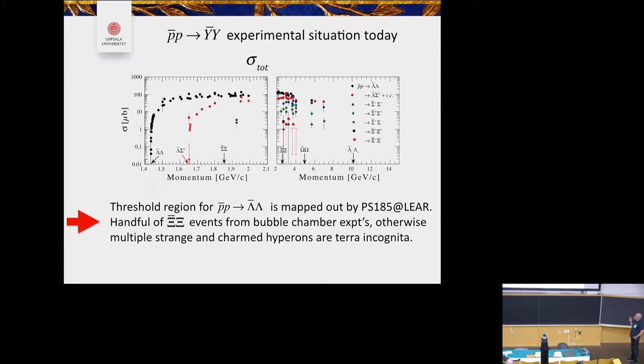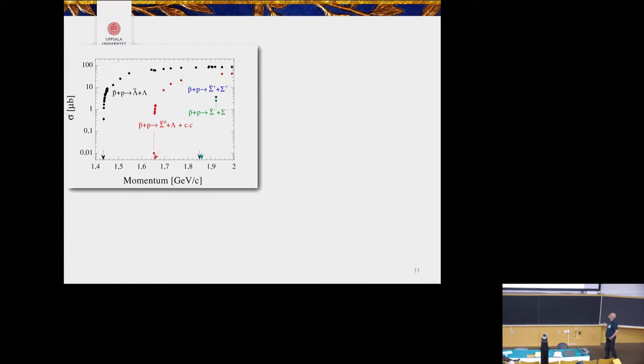Once again, the threshold region was pretty well mapped out by PS185 at LEAR. But there are only a handful of omega-omega bar events from bubble chambers, and otherwise multiple strange and charged hyperons in these two-body channels are completely unknown. So there is really a window of opportunity for PANDA. I could also mention that integrating all lambda-lambda bar events taken at LEAR by PS185 constitutes about 200,000 events. I'll come back to that later.